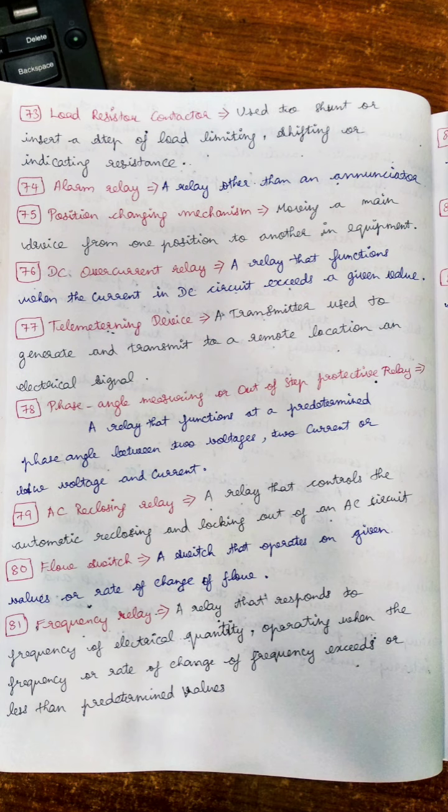Next is 78, phase angle measuring or out of step protection relay, a relay that functions at a predetermined phase angle between two voltages or two currents, or even between a voltage and a current.